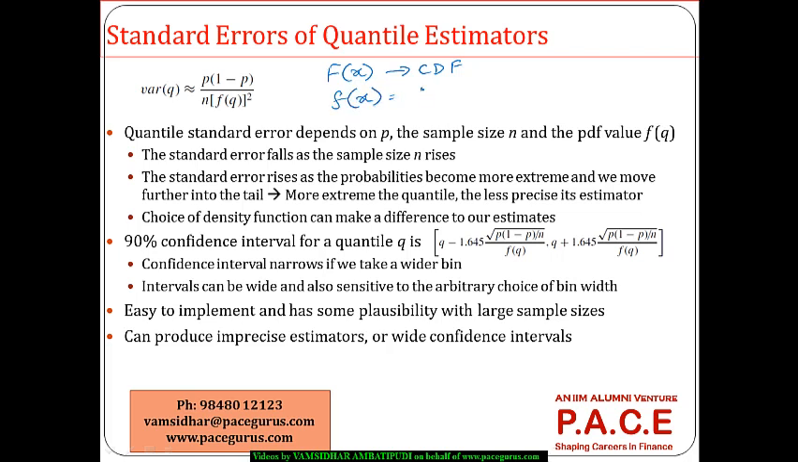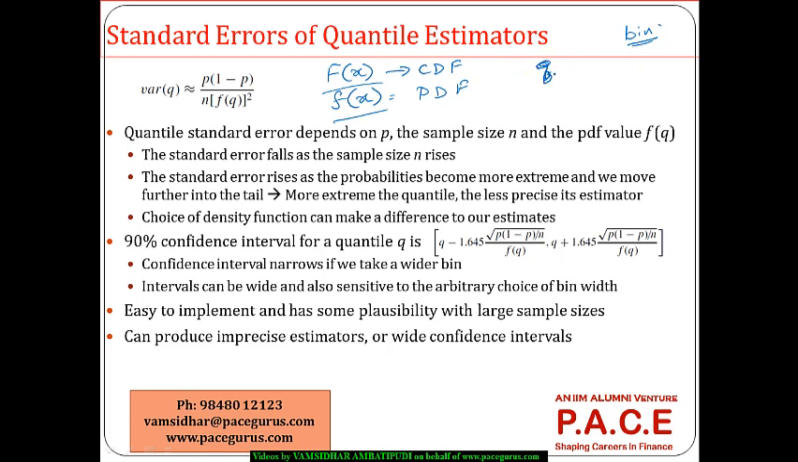Small f of x is the probability density function, which comes out as the derivative of this cumulative distribution function. Let me choose a distribution in such a way. Right now, let's say I am talking about the estimation of some Q, and I will choose a bin size. I am creating a bin, dividing the whole data into quantiles.